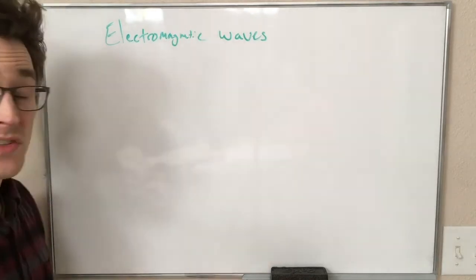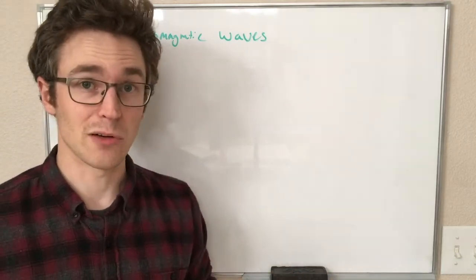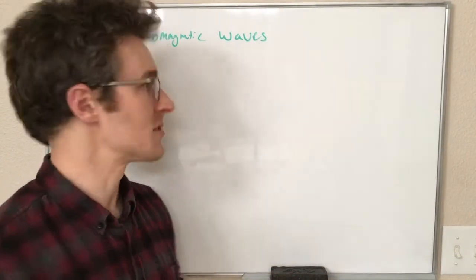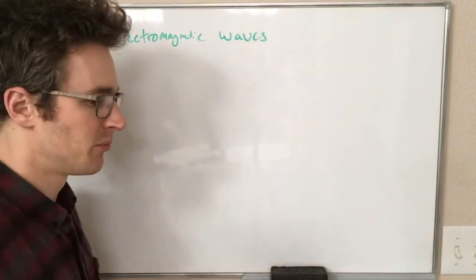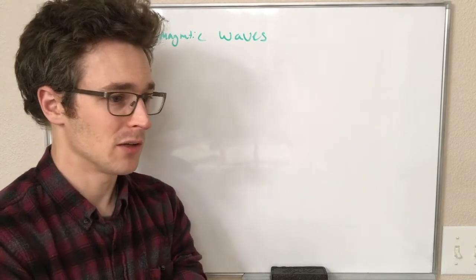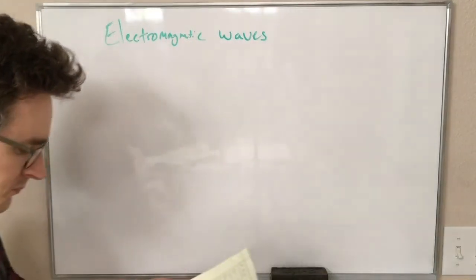So electromagnetic waves include things like visible light that we can see. It also includes things like radio waves, and it also includes things like X-rays and gamma rays. These are all different wavelengths, but the same underlying phenomenon. And you'll learn more about this if you take Physics 107.